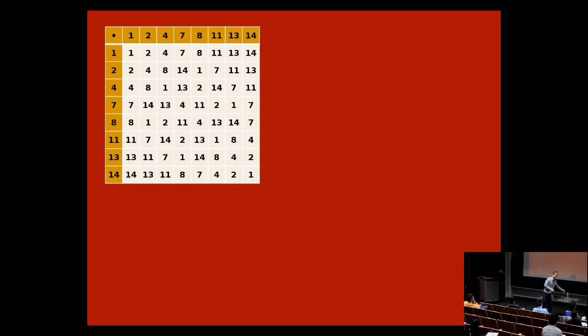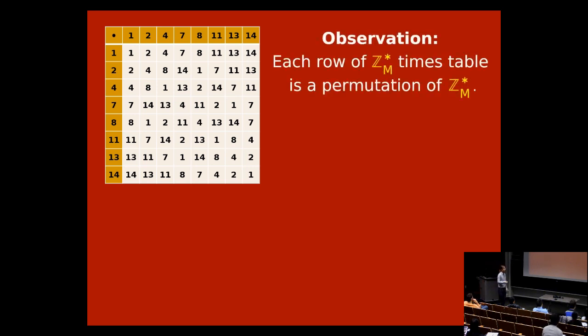Any other properties? Yeah, each row is the same number. It's not just that. When you multiply 4 by anything, you stay within this set. Actually, you get every number in each row. Each row is a permutation of the basic numbers. Every number in Z_m star appears exactly once in each row. Row 7 has 2 sevens and no 8.